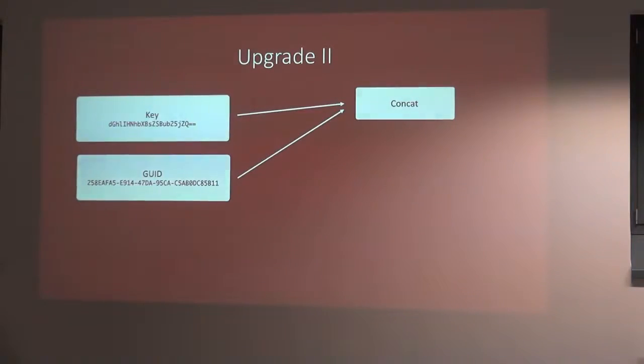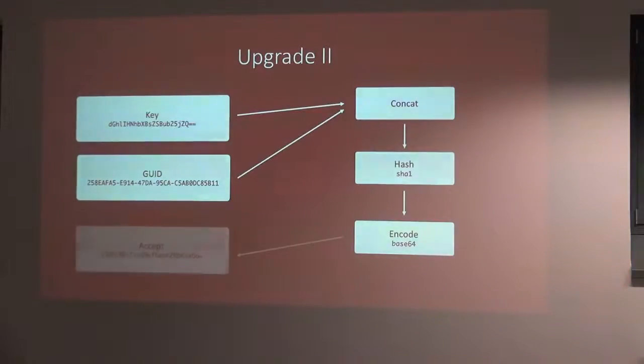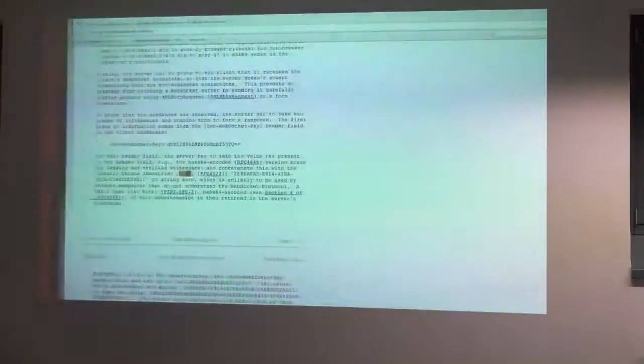So what we do is we take the key from the client and also the GUID, which is on the server as a constant string. We concatenate them, then we hash them, and then we encode the result as base64 and send it back. And the client has a possibility to validate whether we really support the protocol and whether we can be trusted.